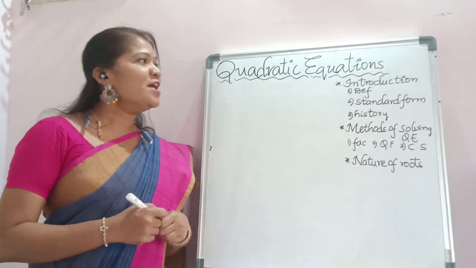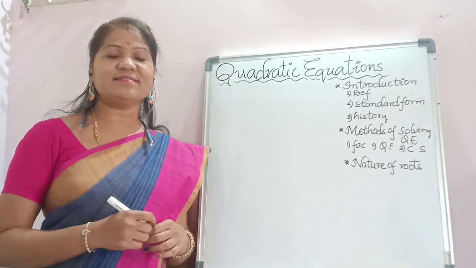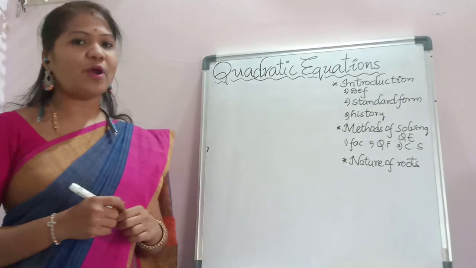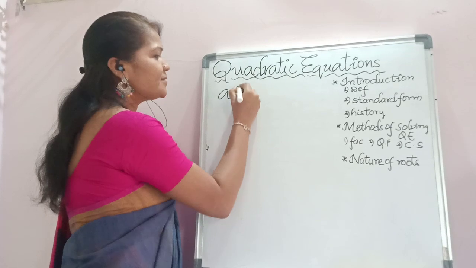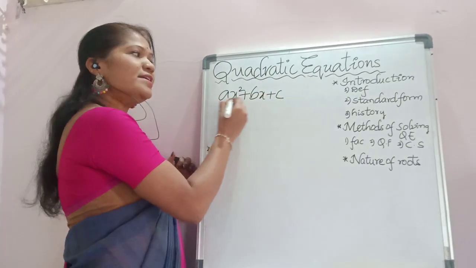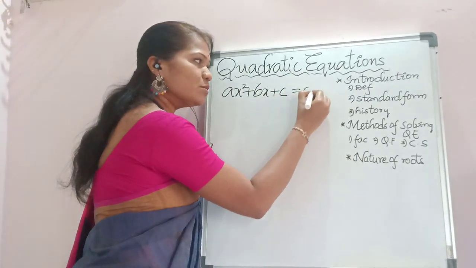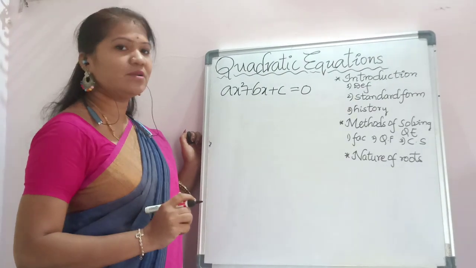Right. So, already you have learnt about polynomials in your 9th class. So, what do you mean by quadratic polynomial? A second degree polynomial of the form ax square plus bx plus c. A second degree polynomial of this form, when it is equated to 0, is said to be a quadratic equation. Simple definition.